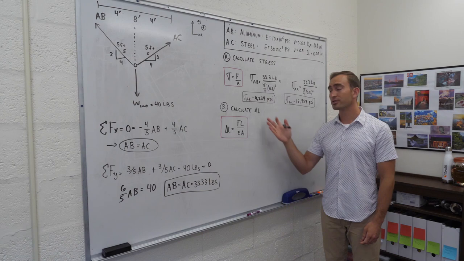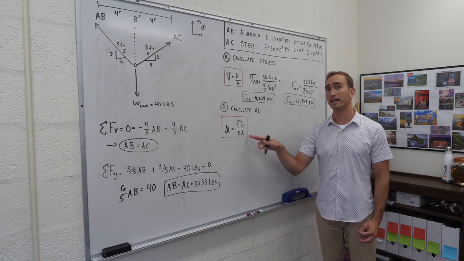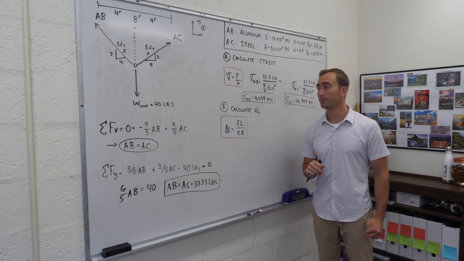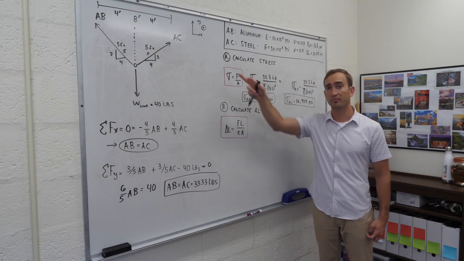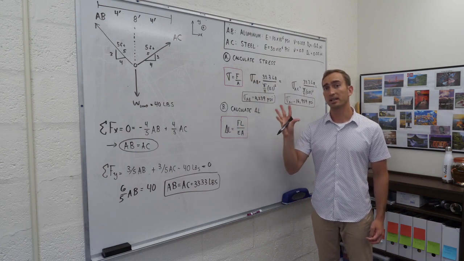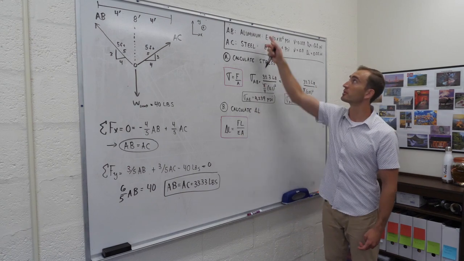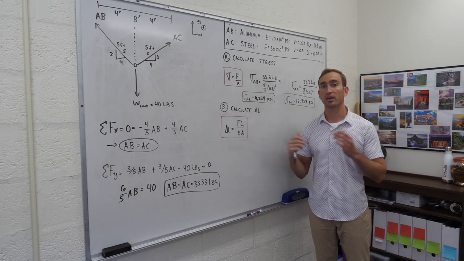So to calculate the change in length for each cable, we're going to use the equation change in length is equal to FL over EA. This equation here comes from the rearrangement of the Young's modulus equation. So if we look, we know the force in each cable. We know the initial length, 5 feet for both cables. We'll probably need to convert that to inches. We know the Young's modulus for both cables. It's given to us in the problem statement. And we also know the cross-sectional area for both of our cables.